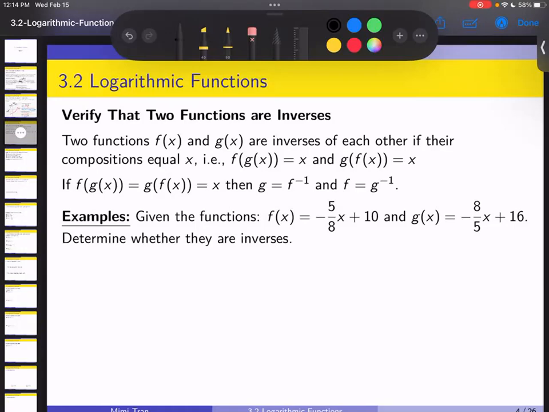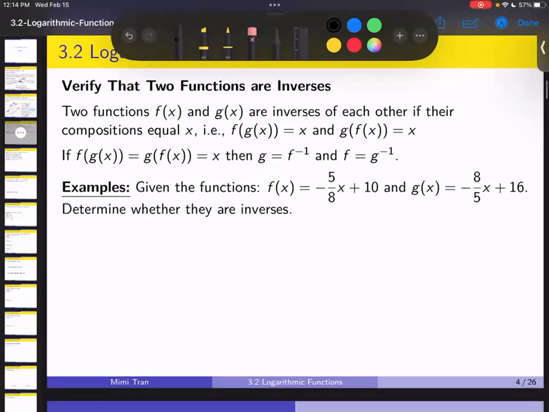If I can show that f of g of x is equal to g of f of x, and both of them are equal to x, then I conclude that g is the inverse of f, and f is the inverse of g. What do I mean by that? If I put the function g inside the function f, and the outcome is x, and I do the same thing in reverse, putting the function f inside the function g, and the output is also x, then those two functions are inverses.